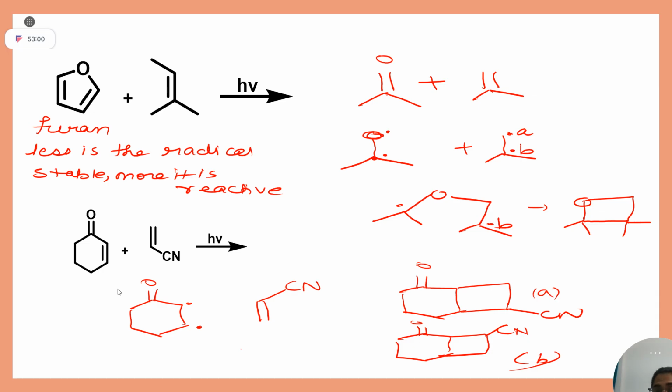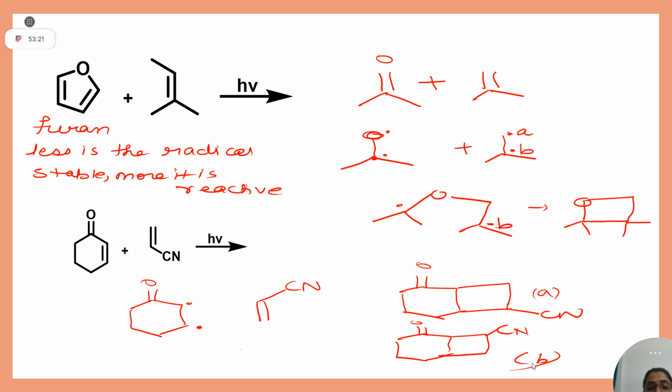And my next question to you is, if it is going 2 plus 2 with these two olefins, among A and B, which is more stable? Or not stable, which is major? B is major, ma'am. B is major. Okay, correct. Now tell me why it is not undergoing Paterno-Buchi.